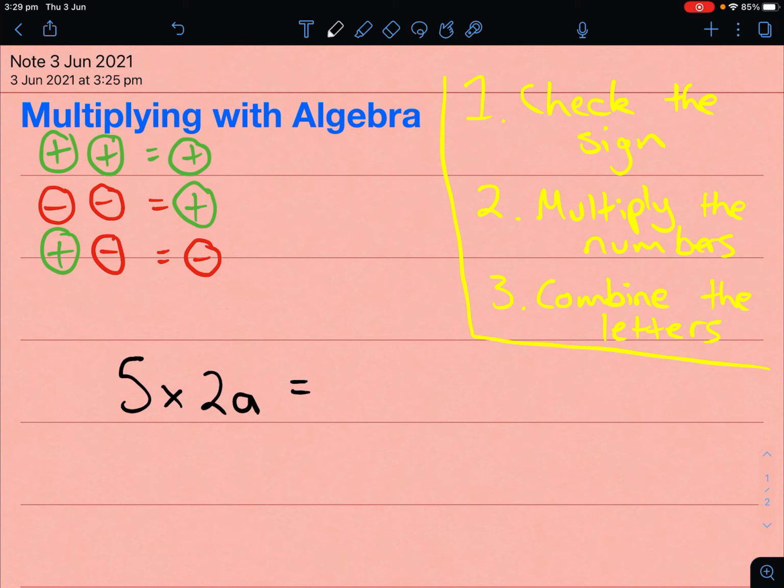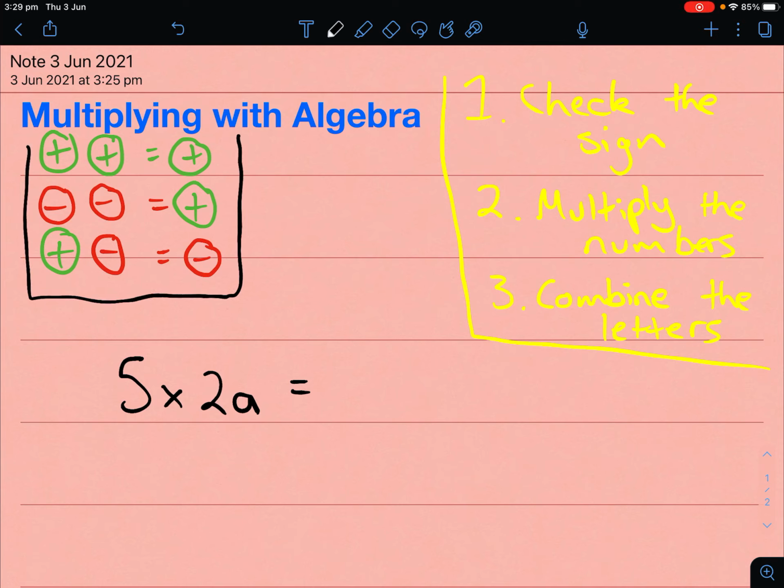Okay, when we're multiplying with algebra, there's 3 steps we need to follow. First of all, we need to check the sign of both the numbers, and that will help us to work out whether our answer is going to be positive or negative. Then we go ahead and multiply the numbers. Then we combine any letters together at the end.